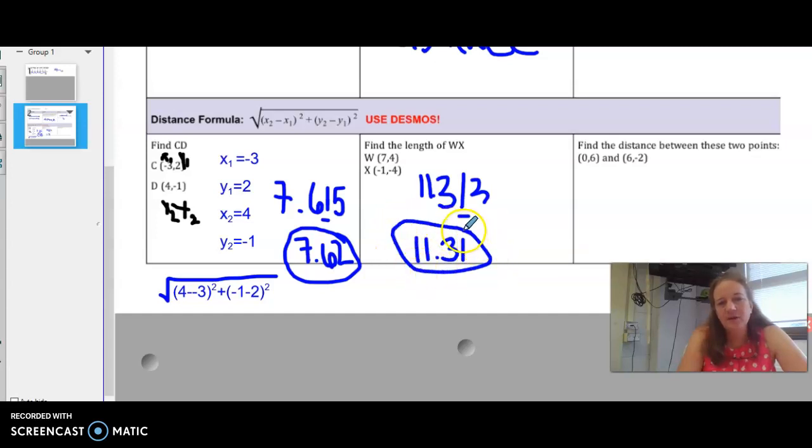Okay. This last one I want you to do on your own. Find the distance between these 2 points. So you're going to plug those points into Desmos, and you're going to find the distance. So ask either Ms. Cintron or myself or Ms. Mohammed to check your answer, okay, when you get to this point.